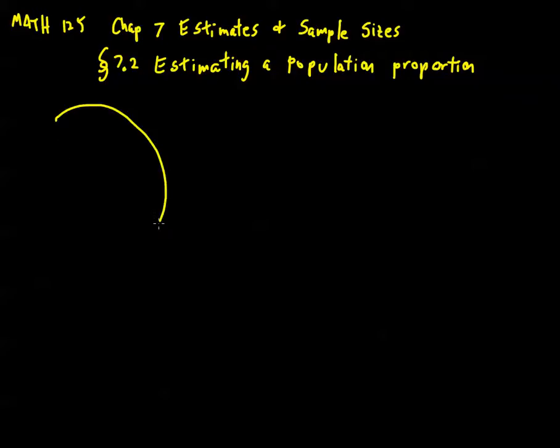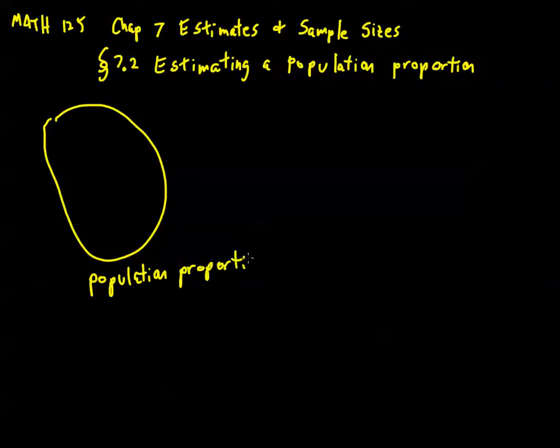Alright, let's think for a minute. Let's say we've got a huge population, and we're interested in a population proportion with some characteristic of interest. Any characteristic you like, I suppose. Population proportion we symbolize with a lowercase letter p.